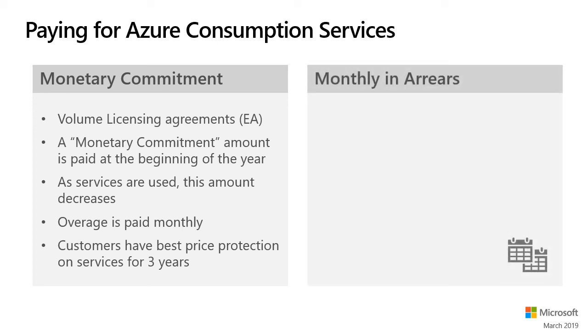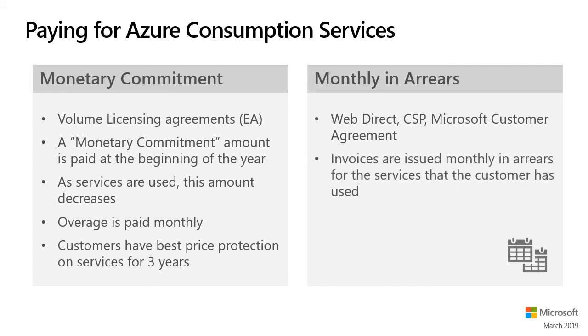Monthly in arrears means that whatever you are consuming will be charged to you monthly in arrears. So, for example, if you get a bill in October, then you will be charged for the amount of Azure services that you've used in the last 30 days. So this is available via WebDirect, cloud service provider, or even the customer agreement.